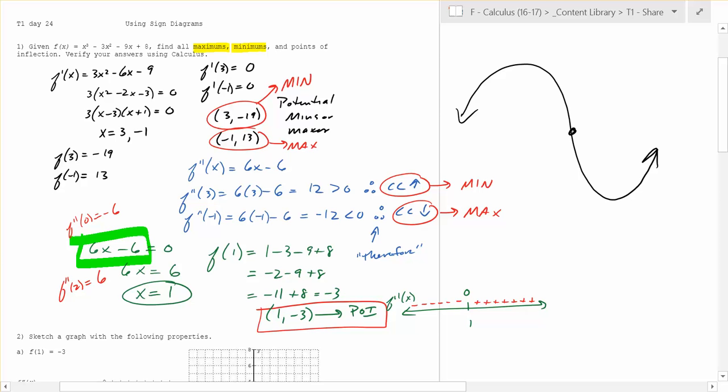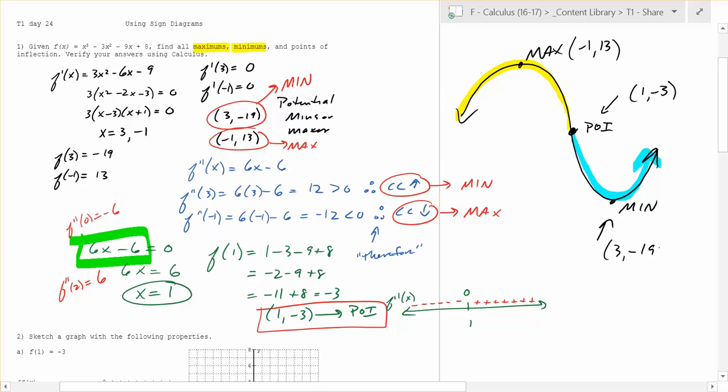The change in concavity, that's the point of inflection. This is your min, and this is your what? Max. You know that it has to be concave down all the way to the point of inflection, and then it changes to what? Concave up. So this point right here, this max is negative 1, 13. The point of inflection is 1, negative 3. And the min is what? 3, negative 19. That's what I'd be looking for.